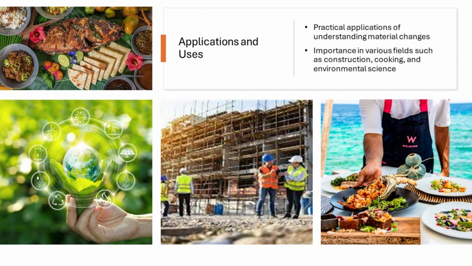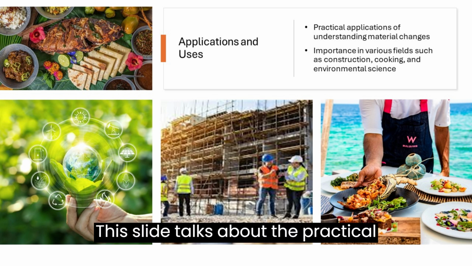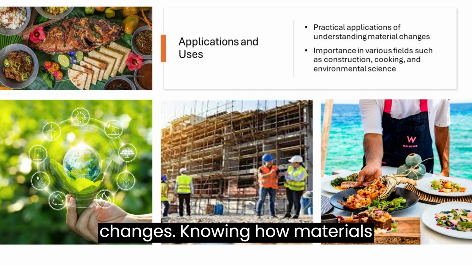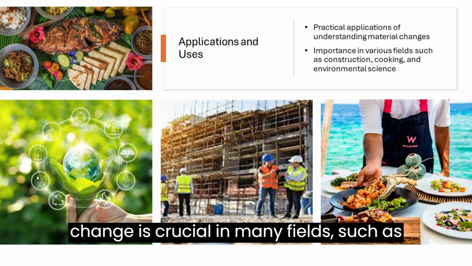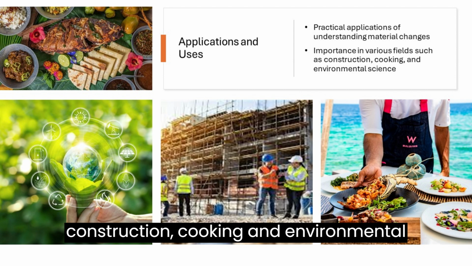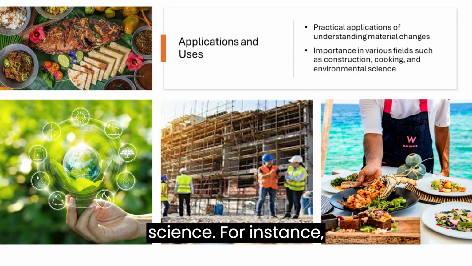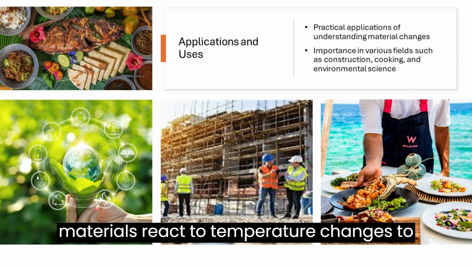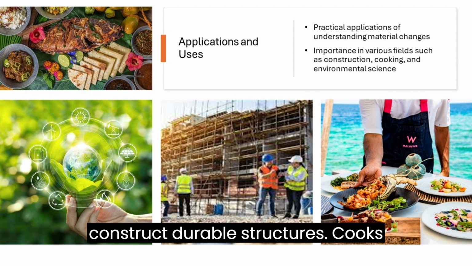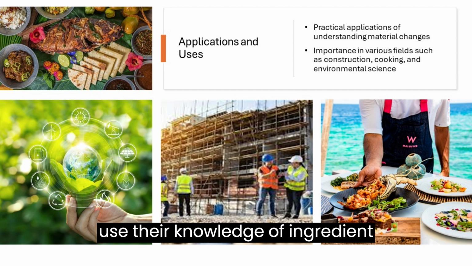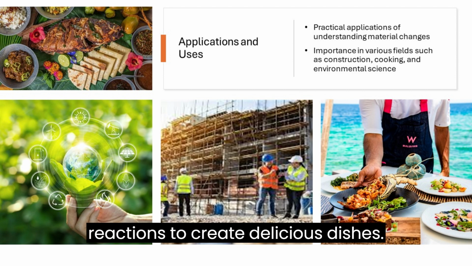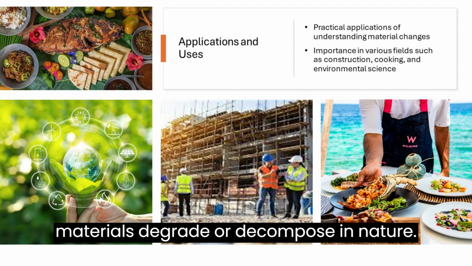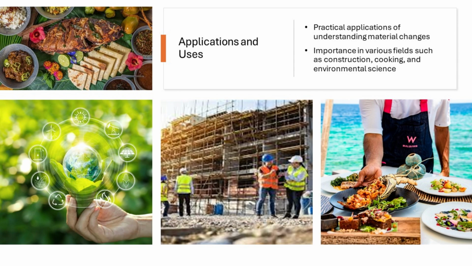Applications and uses. This slide talks about the practical applications of understanding material changes. Knowing how materials change is crucial in many fields, such as construction, cooking, and environmental science. For instance, builders need to understand how different materials react to temperature changes to construct durable structures. Cooks use their knowledge of ingredient reactions to create delicious dishes. Environmental scientists study how materials degrade or decompose in nature.